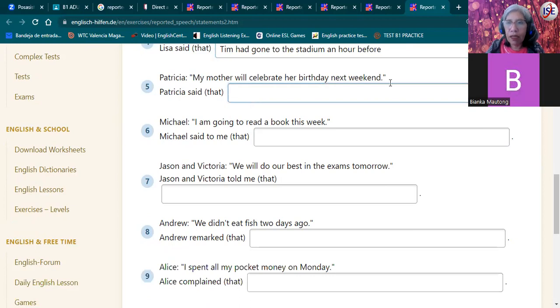My mother will celebrate her birthday next weekend. ¿De quién es esa madre? ¿La madre de quién? Patricia's mother, her mother will celebrate her birthday the next weekend. The next weekend changes to? Next weekend. Another way to say next. A synonym for next. The following weekend.